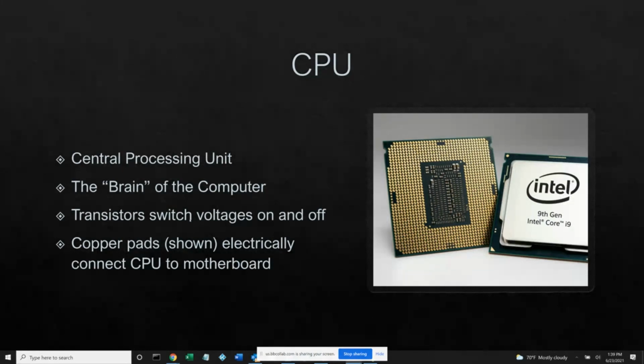Most of what's going on inside that CPU are millions, actually billions of transistors, which are switching voltages on and off. And as we'll see, that's what we use to represent information.